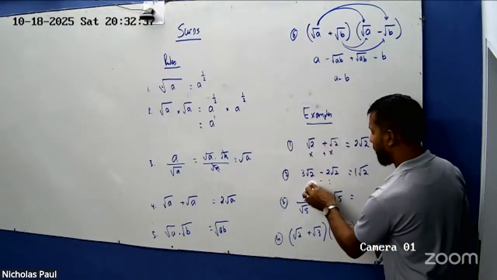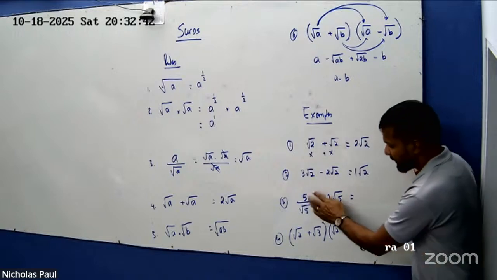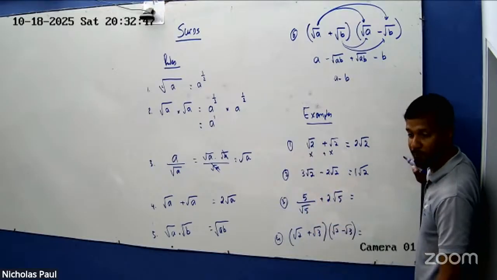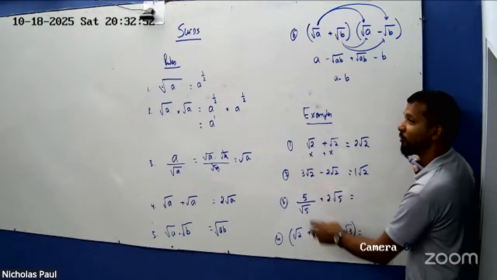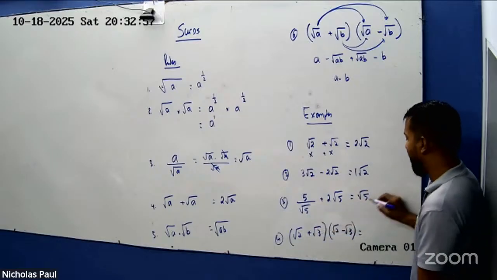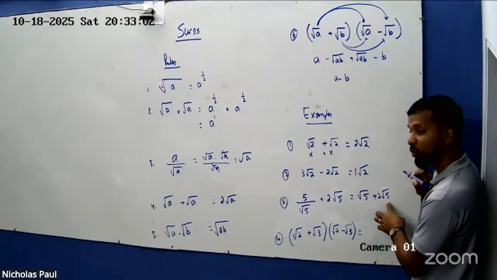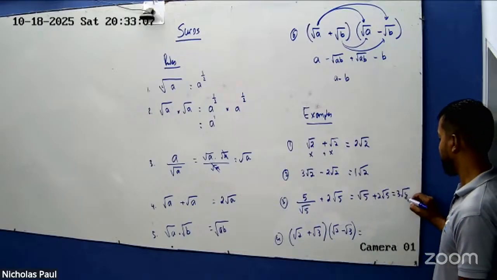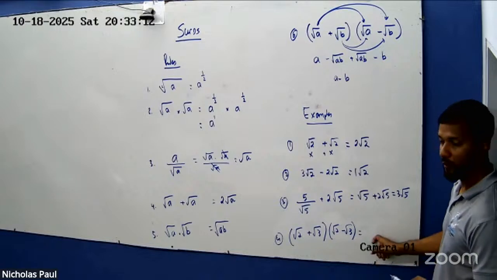Next one here. I don't have much space here, but focus on the left-hand side first. What is 5 over root 5? Root 5. And now you're going to add root 5 to 2 root 5. So what is 1 root 5 plus 2 root 5? 3 root 5. Right? Go ahead. Have fun. Try this one here.